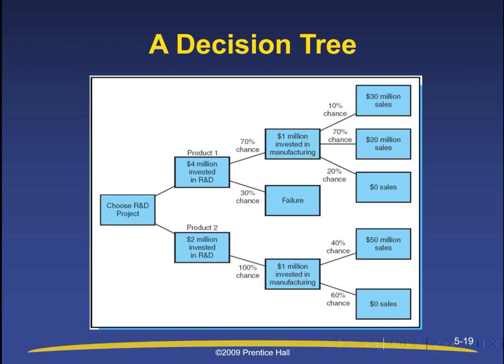Going back to the R&D project in product 2, if $2 million is invested in product 2 R&D, it has a 100% chance of having $1 million invested in manufacturing. And moving on from manufacturing, it has a 40% chance of 50 million sales, while it has a 60% chance of 0 sales.